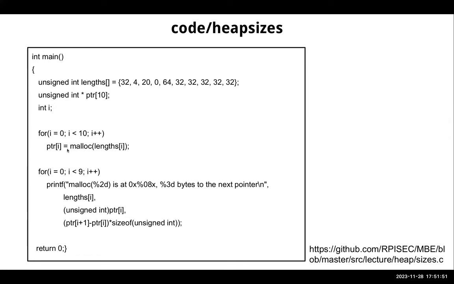Then we get the pointers. If malloc is successful, we ask for 10 memory chunks and we get 10 malloc chunks. That's this part. After that, we are going to print out the address of each buffer, basically what malloc returns to us. And we are going to subtract one from another so we can get the distance between them.